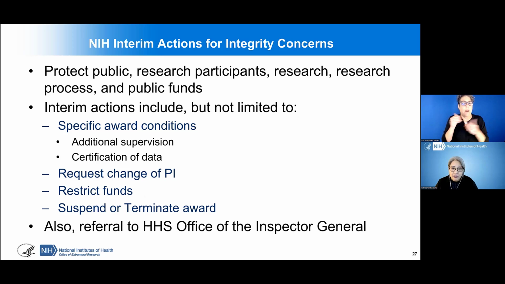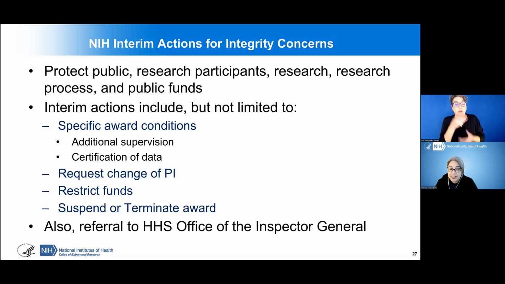Now, in the interim, because these processes do take some time, there are interim actions that we can take at the NIH. Of course, we want to protect the public. We want to protect any research participants, the research itself, the research process, and public funds. So some of these interim actions include, but are not limited to, specific award conditions on grants. These would be included in the notice of award. It may require additional supervision on an individual.